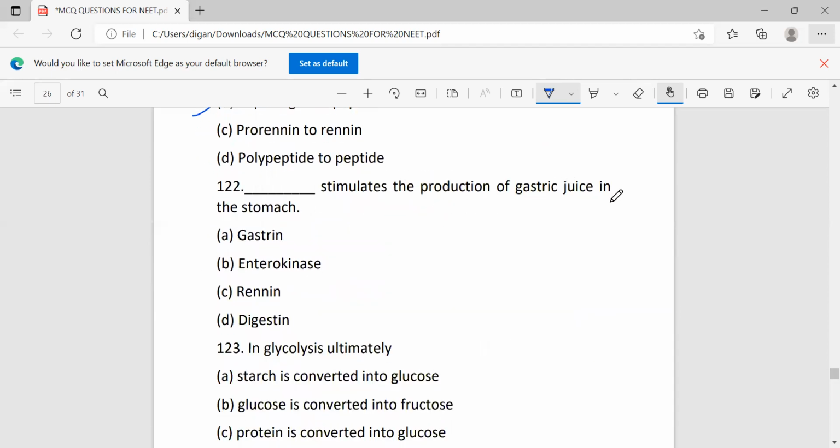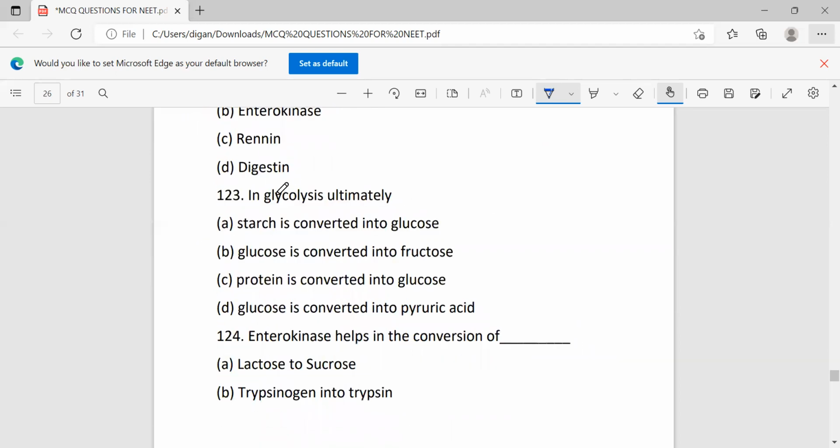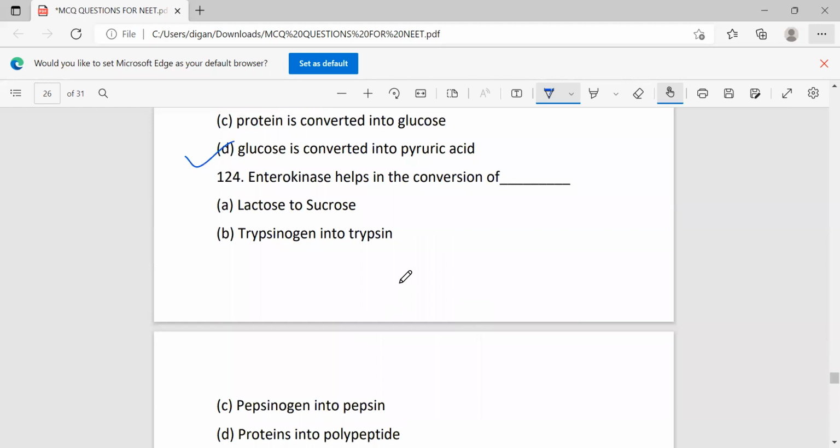That stimulates the production of gastric juice in the stomach. For 122, correct option is gastrin. 123, in glycolysis, ultimately, starch is converted into glucose, glucose is converted into fructose, protein is converted into glucose, glucose is converted into pyruvic acid, and correct option is option number D. Enterokinase helps in the conversion of 124, the correct option is B.